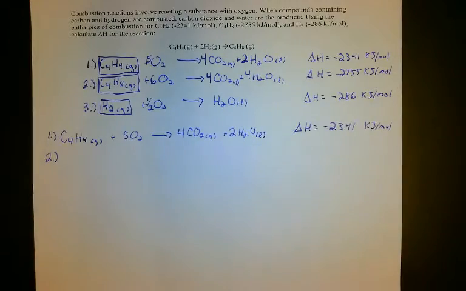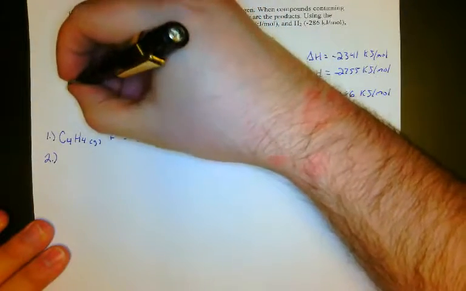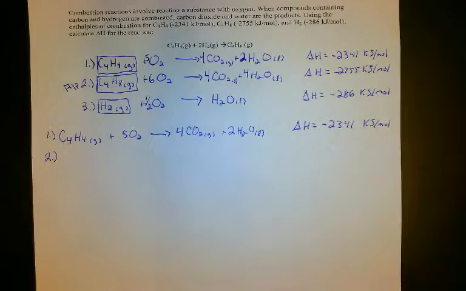For equation 2, is the thing I need, the C4H8, in the right position? No, it is a reactant in the data. It needs to be a product. So on that one, I am going to flip it. It is in the right amount, so I don't need to divide it or multiply it by anything.